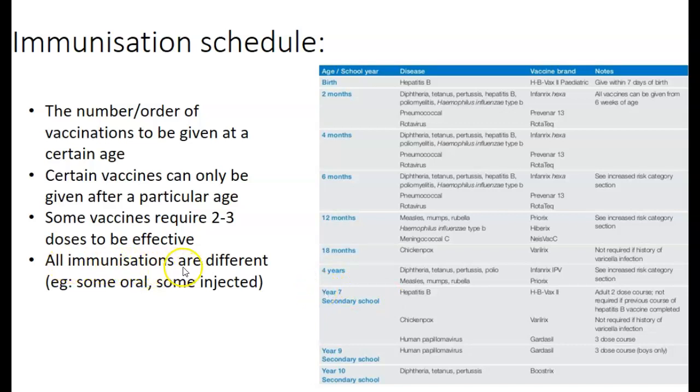All immunizations are different. Some of them are oral, some are injected, some require two courses to get full strength immunity. Some will have three, some only need to be taken once. Some you need to receive every year, like the flu shot.